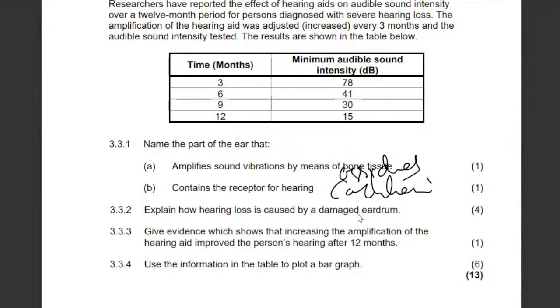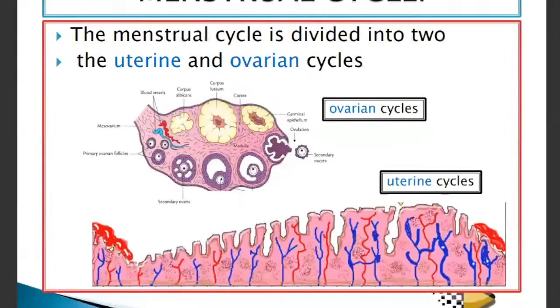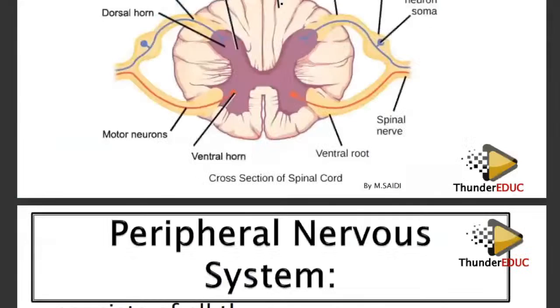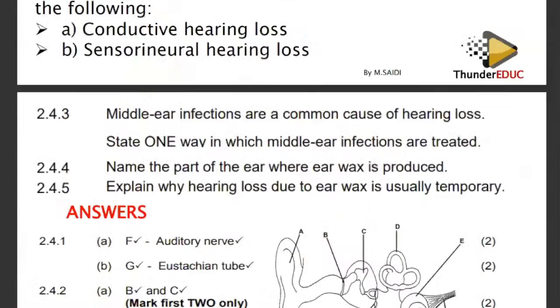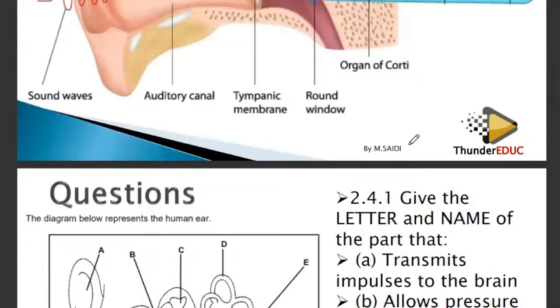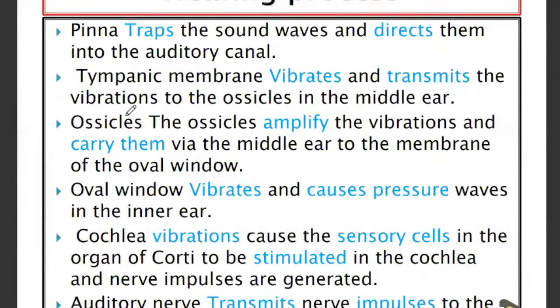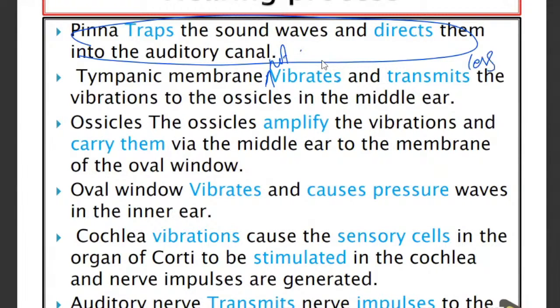So basically here, you need to explain, because if the eardrum, the tympanic membrane, let me show you here. If the tympanic membrane is damaged, so what is next? Basically they're asking you the hearing process, but in a negative way. They're saying the outer ear traps sound vibration and directs it to the tympanic membrane, which vibrates. So now you will say that the tympanic membrane will not vibrate and transmit the vibration to the ossicles, or transmits less vibration to the ossicles. Then the ossicles will not amplify the vibration.